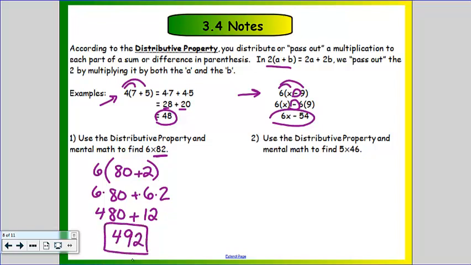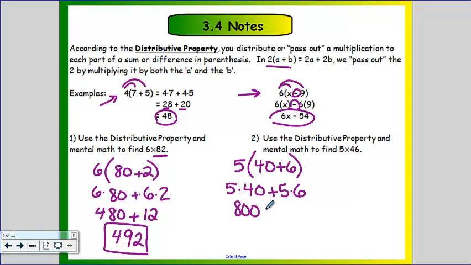Number 2 says use the distributive property and mental math to find 5 times 46. So for this one, we can break up the 46 into 40 plus 6 so that we can more easily multiply. So 5 times 40 plus 5 times 6. 5 times 40 is 200. 5 times 6 is 30. Add them together, we have 230. So that means that 5 times 46 is 230.